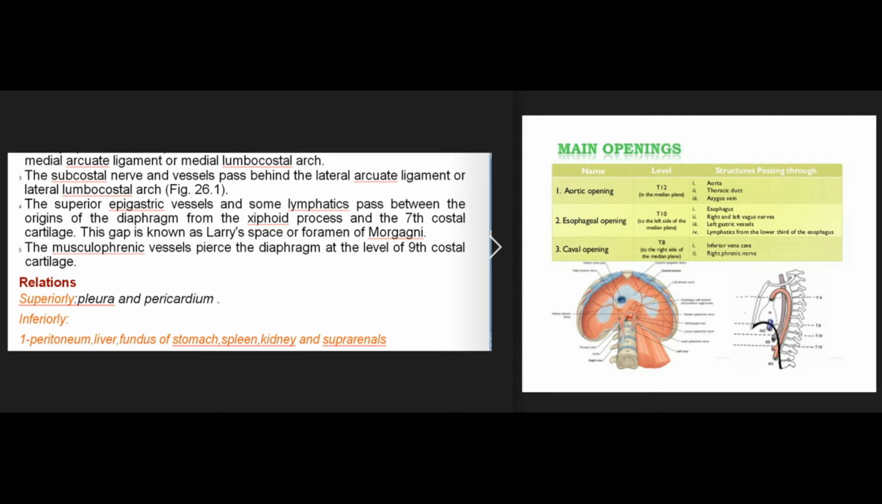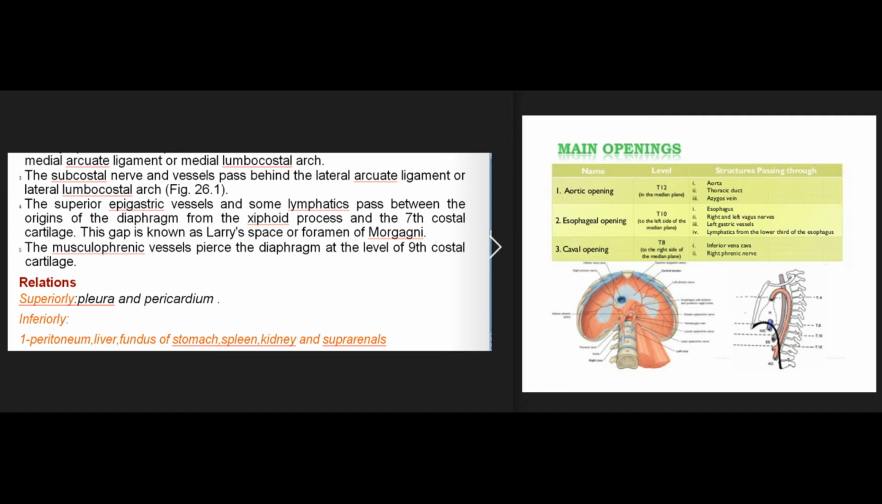4. The superior epigastric vessels and some lymphatics pass between the origins of the diaphragm from the xiphoid process and the 7th costal cartilage. This gap is known as Larrey's space or foramen of Morgagni. 5. The musculophrenic vessels pierce the diaphragm at the level of the 9th costal cartilage.